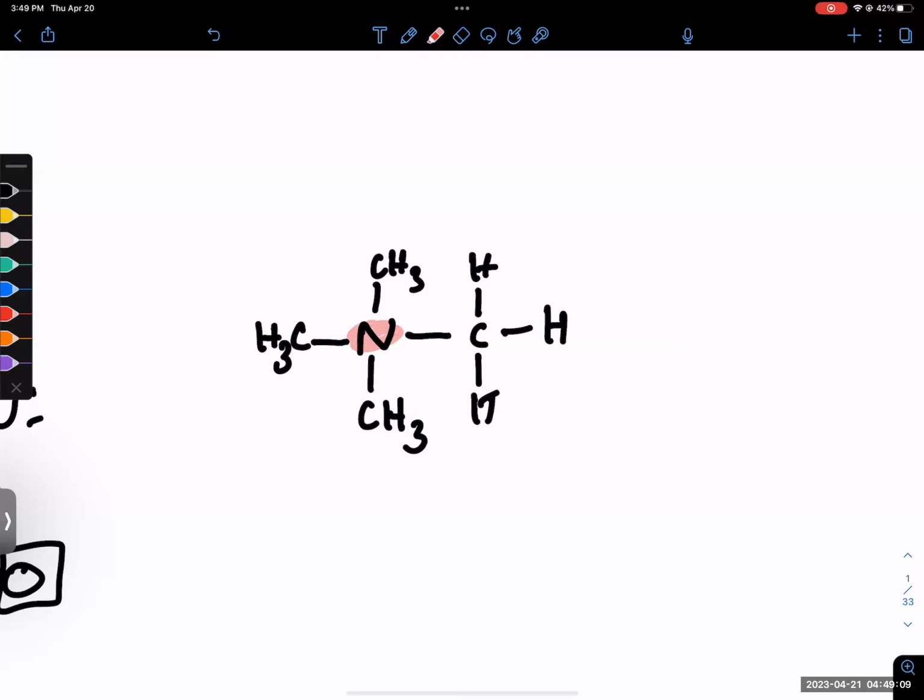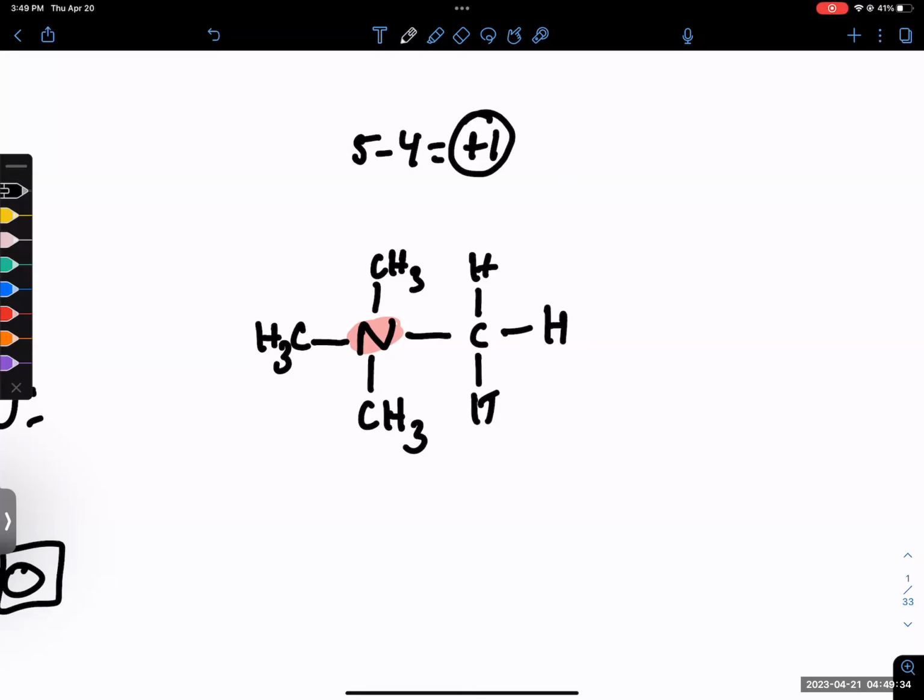Okay, calculate the formal charge of this highlighted nitrogen. Nitrogen has 5 valence electrons, and it's bonded to 4 things. 5 minus 4, formal charge plus 1. That's it. That's formal charge.